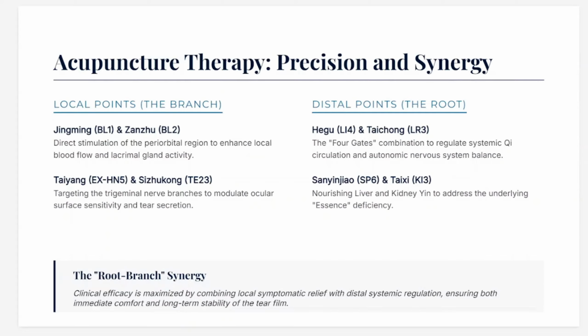Treatment is typically performed 1 to 2 times per week, with noticeable improvement after several sessions. In some cases, electroacupuncture may further enhance tear secretion and anti-inflammatory effects.